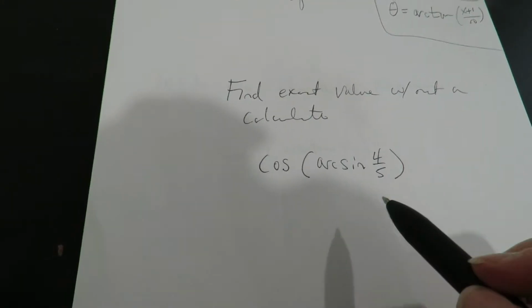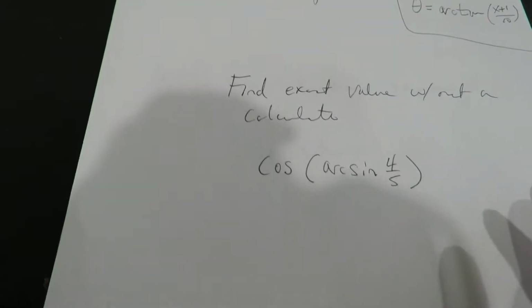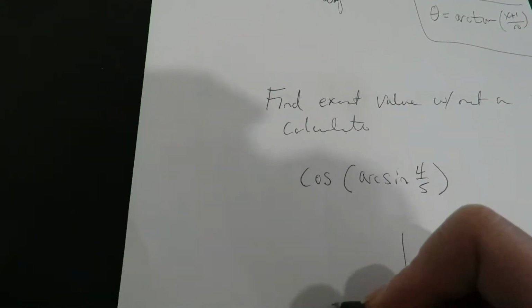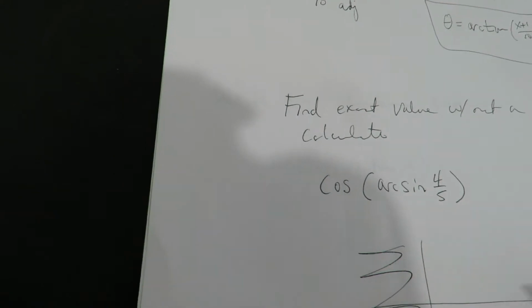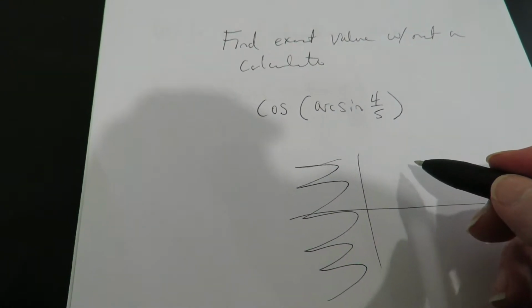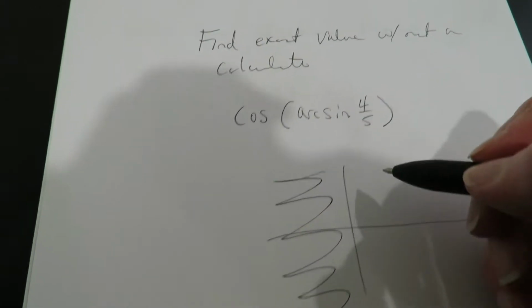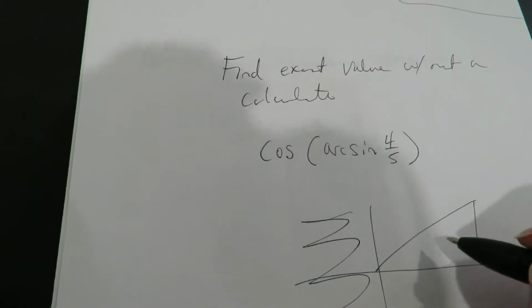Find the exact value without a calculator. All right, this is where it gets a little weird and you're going to get a little uncomfortable, but you can do this. First of all, you have to figure out what quadrant you're in. So arcsine can't live in 2 or 3. So you only have a choice between 1 and 4. This is positive, so it has to be up. So I have a triangle up in quadrant 1 because it's positive.